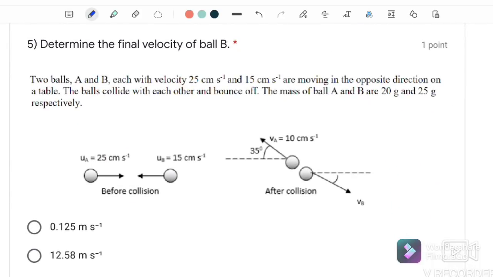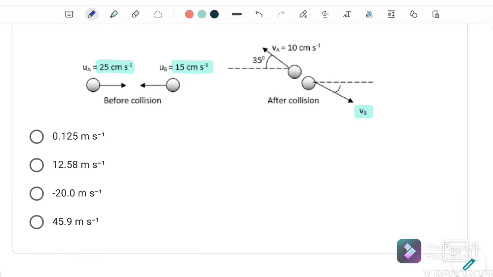Next, question number 5. Determine the final velocity of ball B if two balls, A and B, with velocities of 25 cm per second and 15 cm per second, are moving in opposite directions. The two balls collide with each other and bounce off. The mass of ball A is 20 grams and ball B is 25 grams. We want to find the final velocity of ball B. For this case, it is conservation of momentum, where we can resolve it into x and y components. The first one is conservation of momentum for the x component.